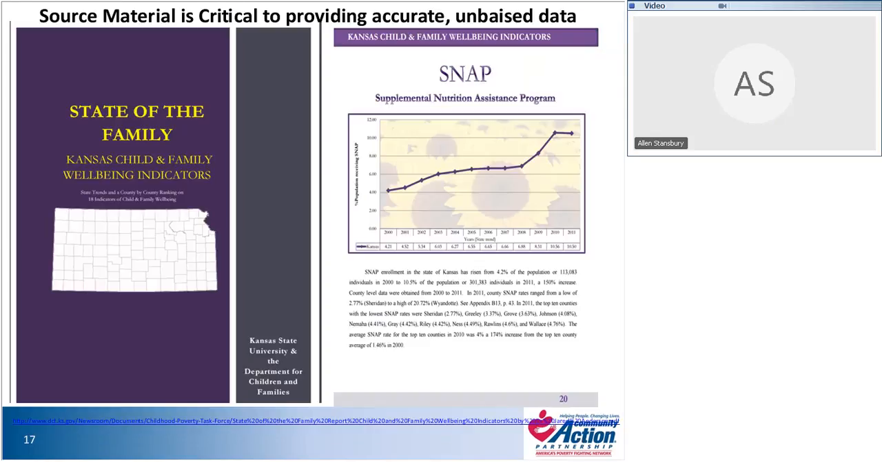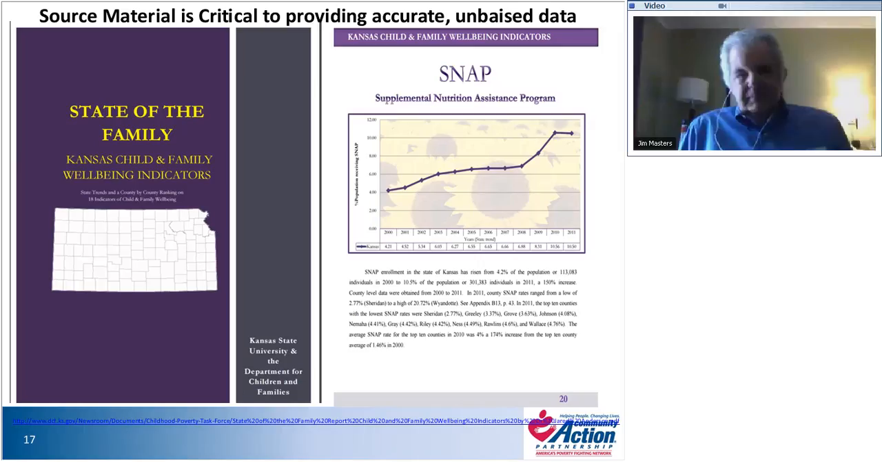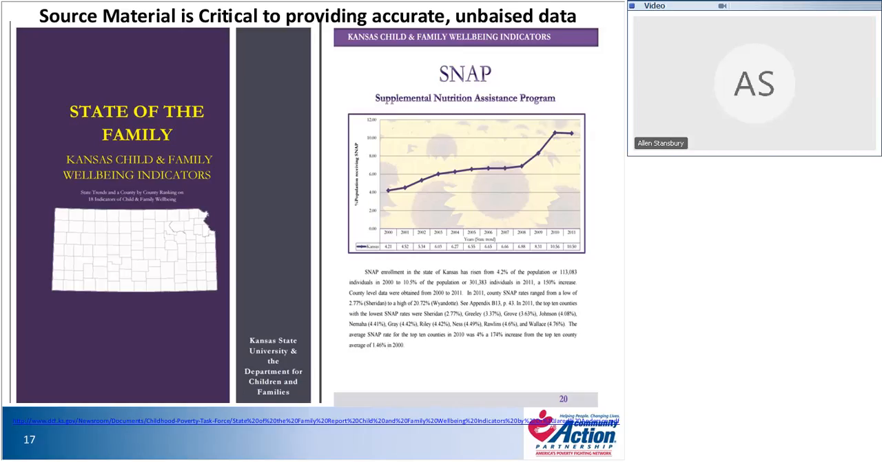Other sources that we're getting information from: this is a study done by Kansas State University and the Department of Children and Families, and this is a very accurate, unbiased data source that you need to look for when you're doing your community assessment. I'll give you an example of one of their research outcomes dealing with the Supplemental Nutrition Assistance Program, SNAP. That's a graph showing the increase in food stamps from 2000 to 2011 and the number of people by year taking advantage of that.